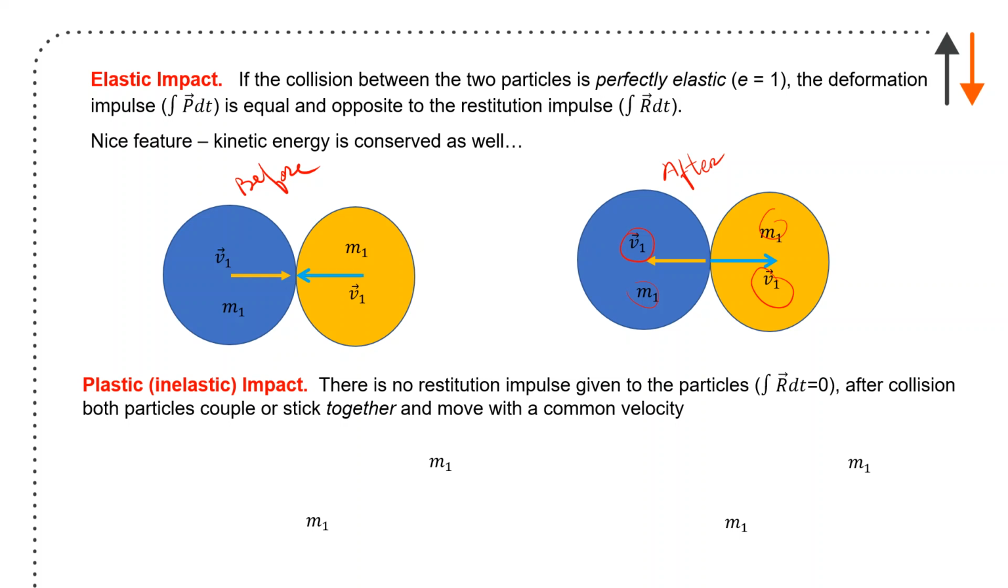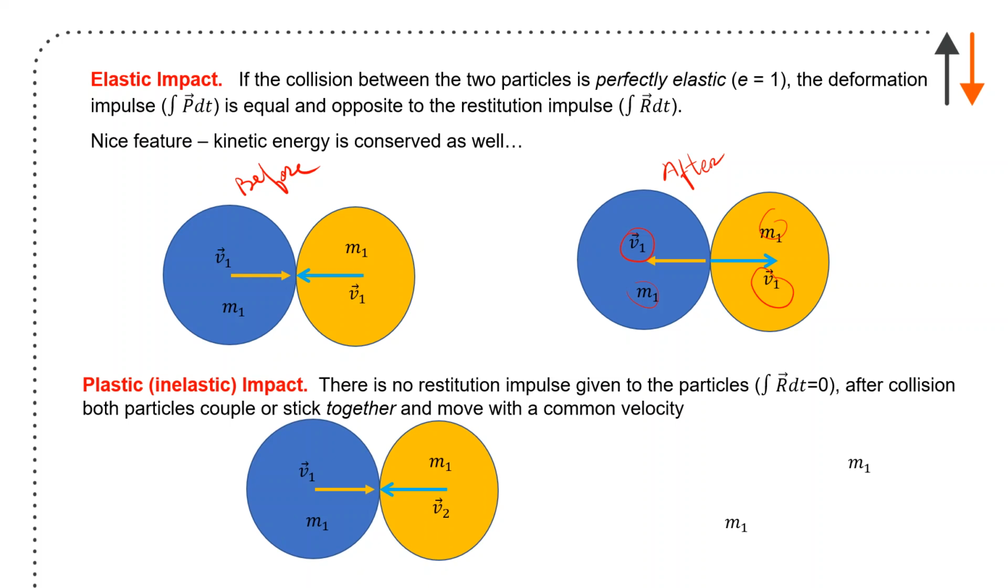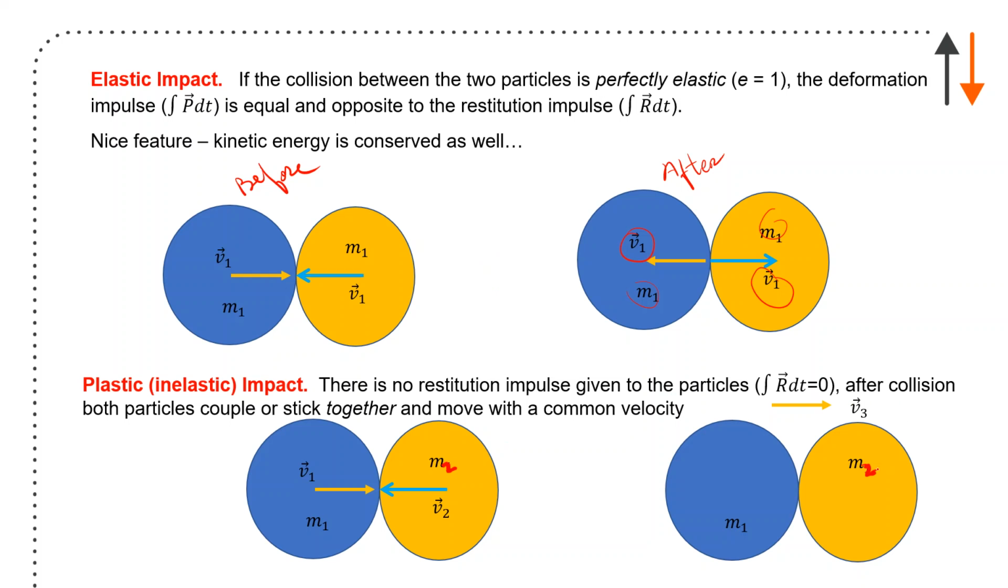So in the plastic or inelastic impact, there's no restitution impulse given, and so R dt goes to 0. After collision, both particles stick and move with a common velocity. Here I was a little bit careless, and said it should be M1 V1, M1 V2. Probably better for the sake of doing this that I define this not as M1 but M2, so I don't have any commonality between the two. But it doesn't really matter. In this case, I have a plastic, inelastic impact, which results in a common velocity of both particles afterwards.